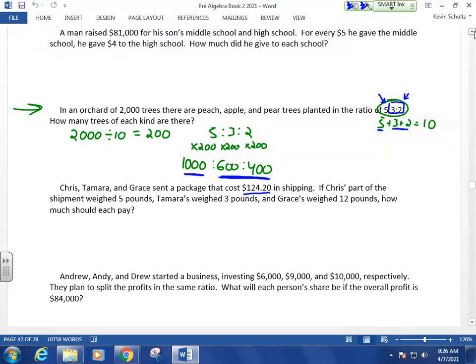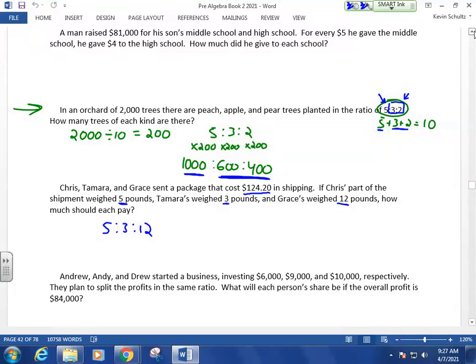No, right? Poor Tamara there might have something to say about that. Her part of it was only 3 pounds, whereas Grace's was 12 pounds. Grace should pay the most, right? Even Steven, fair. Okay, so what's our ratio here? We've got 5 pounds, 3 pounds, and 12 pounds. That's what's going to make up our base ratio.